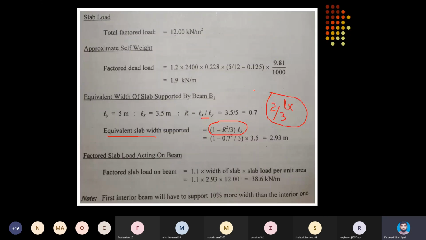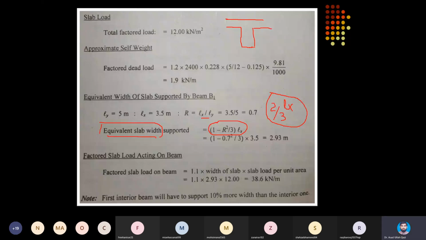Here in this problem, since we are asked to design a beam along the longer span, the equivalent slab width which we are going to apply is (1 minus R square) over 3 into Lx. Also, it is important to note that this is a slab system with regular T-beam construction, where the web of the beam will be projecting below the slab.